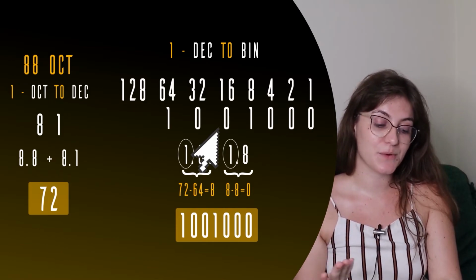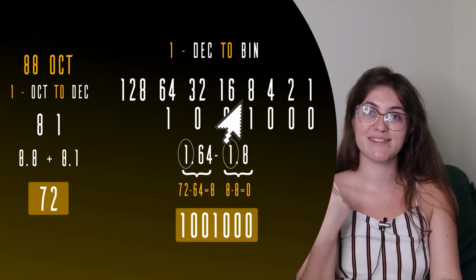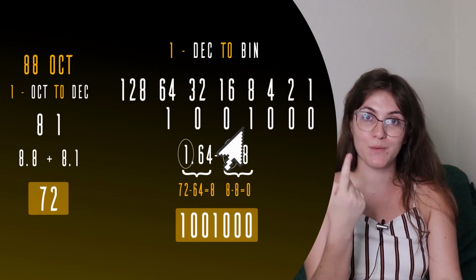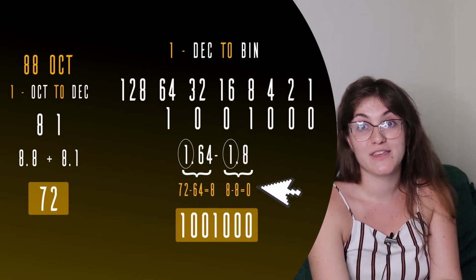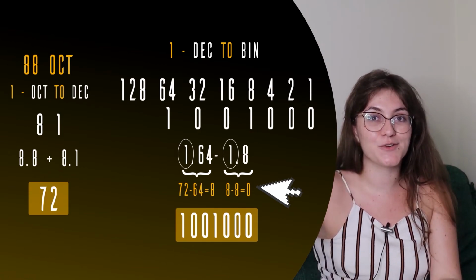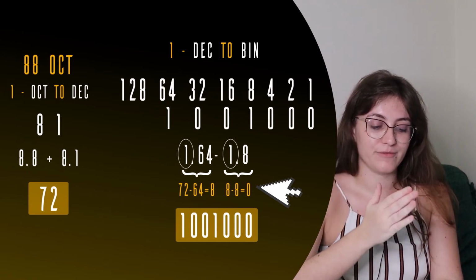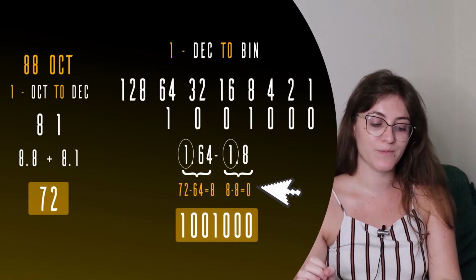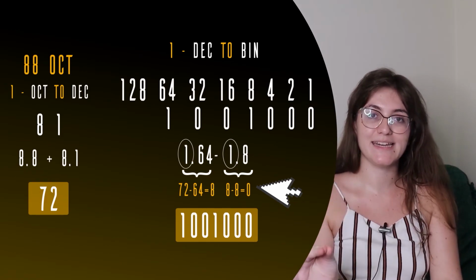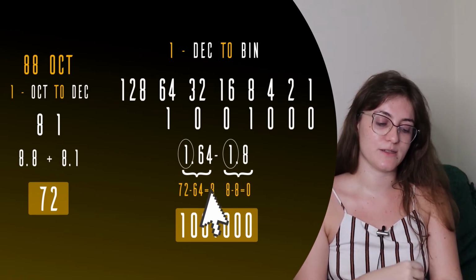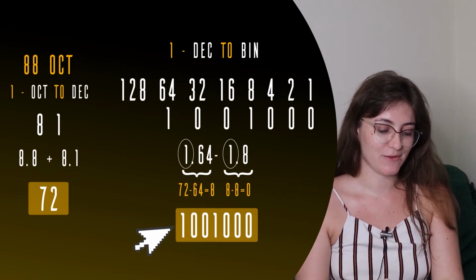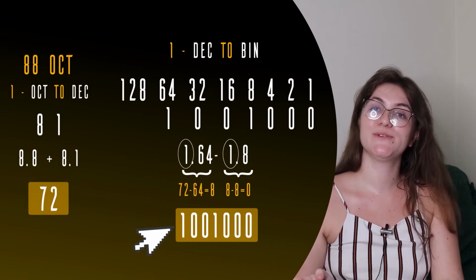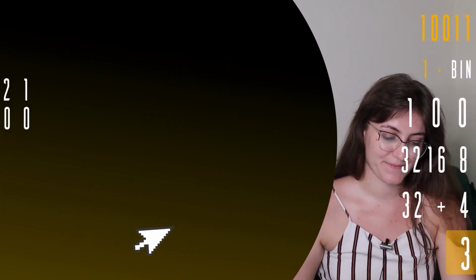And then the next number we're gonna check, does 8 fit 8? Yes, so we're gonna give the number 1 for 8. And then if we subtract 8 minus 8, it will give us 0. So this means that the other 3 numbers for the 4, 2 and 1 will be 0. So in the end, 88 in octal is the same thing as 1001000.